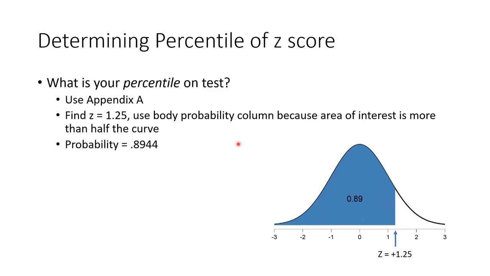So you're going to go to Appendix A, find the z-score of 1.25, look under the body column, and find that it is 0.8944. That is your probability. That means that 89.44% of people scored equal to or less than a z-score of 1.25.